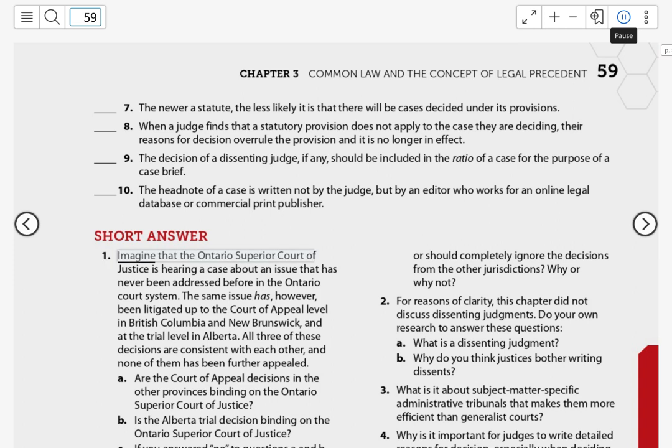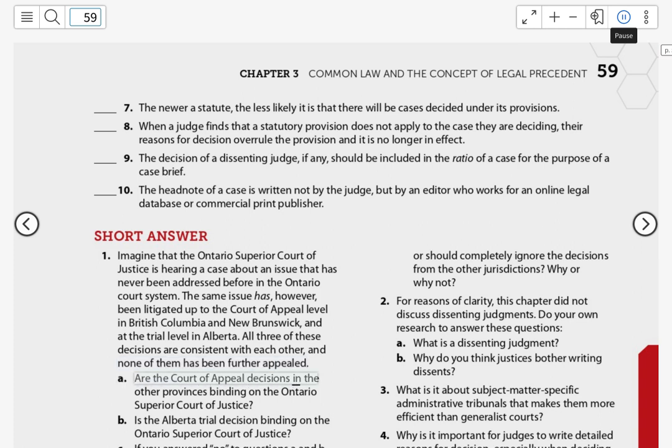Short answer. 1. Imagine that the Ontario Superior Court of Justice is hearing a case about an issue that has never been addressed before in the Ontario court system. The same issue has, however, been litigated up to the Court of Appeal level in British Columbia and New Brunswick, and at the trial level in Alberta. All three of these decisions are consistent with each other, and none of them has been further appealed.